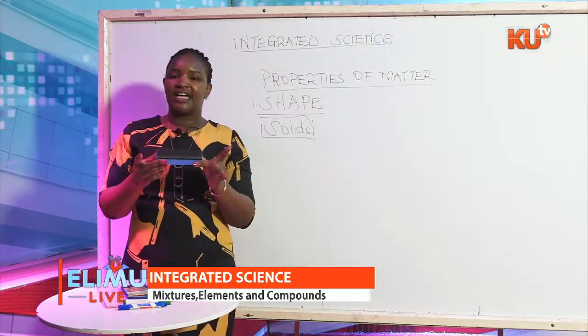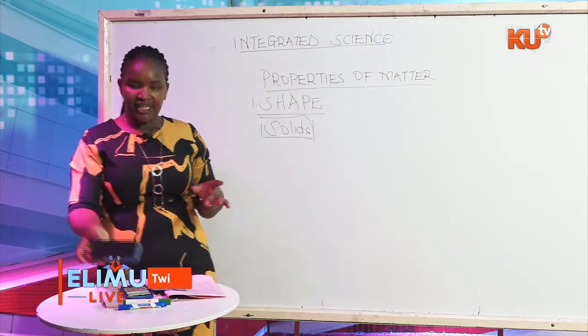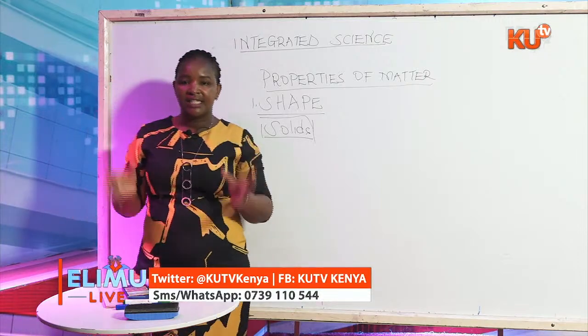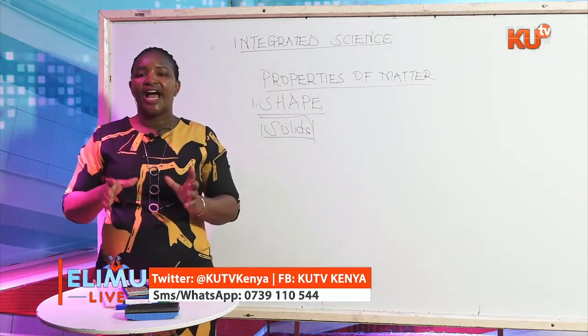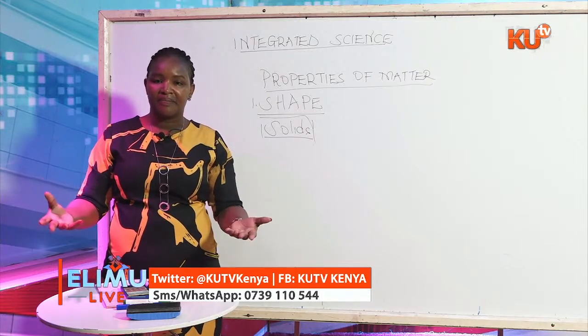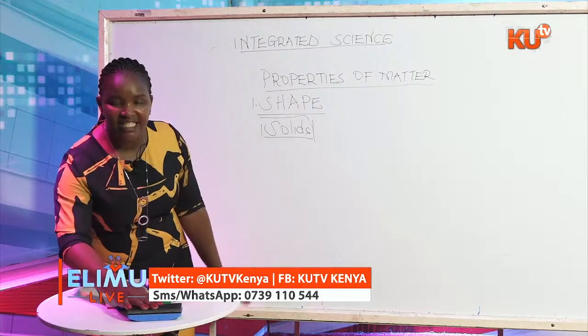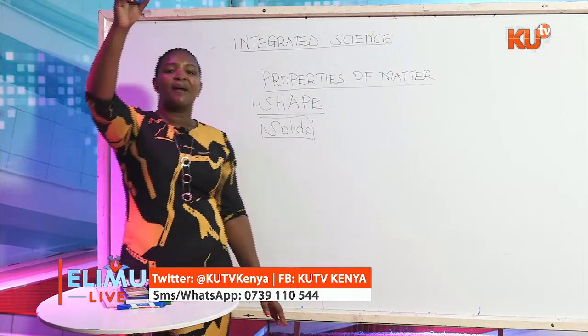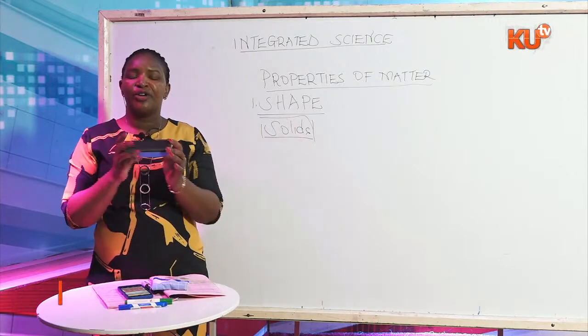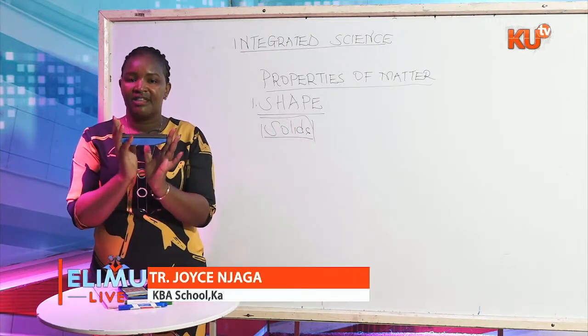When you look at that, we can see that the shape of the duster remains the same no matter where you place it. In my hands, it was the same. On the table, it is the same. When I lift it up, it is the same. If I pick it and place it on the floor, the shape will not change. It will remain the same.